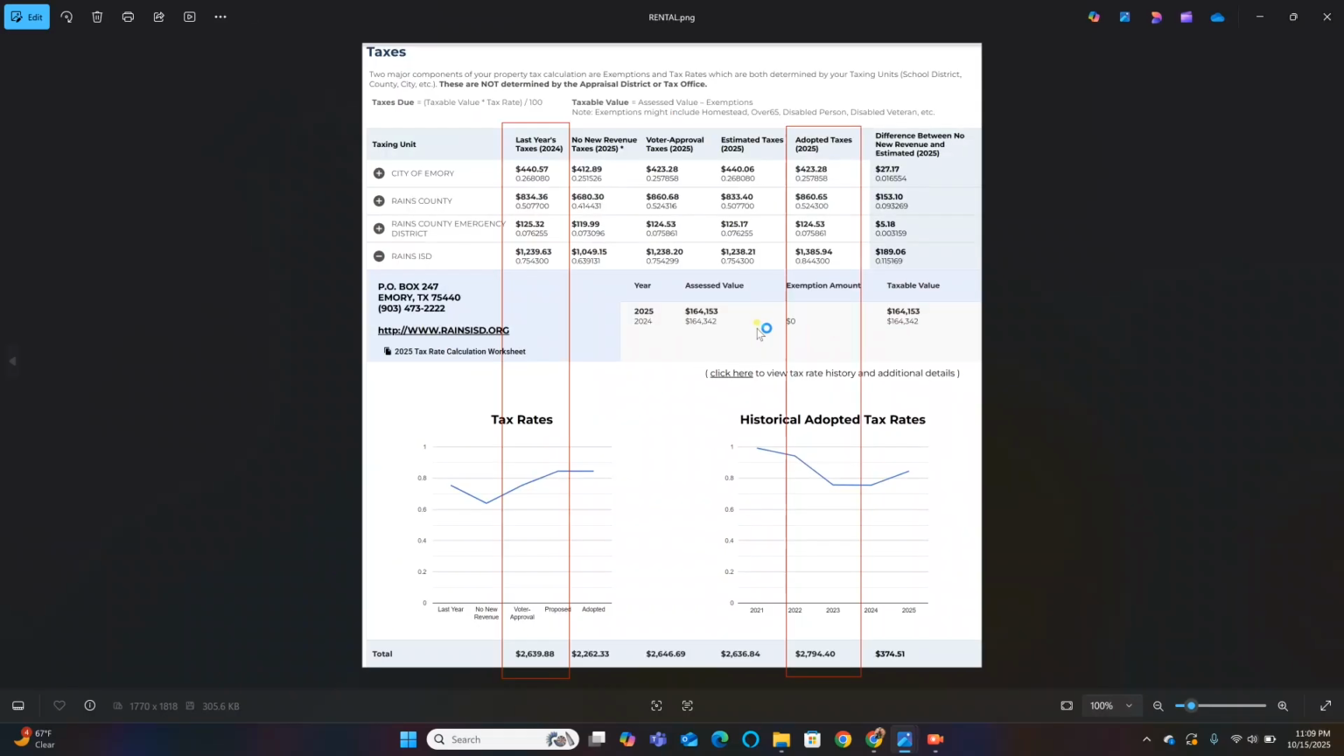If you are a renter, the other important piece of this to understand is that you can look at your account from a renter perspective. This is a rental property. The last year taxes was $26.39. The new year taxes is $27.94. So it's increasing by roughly $150.